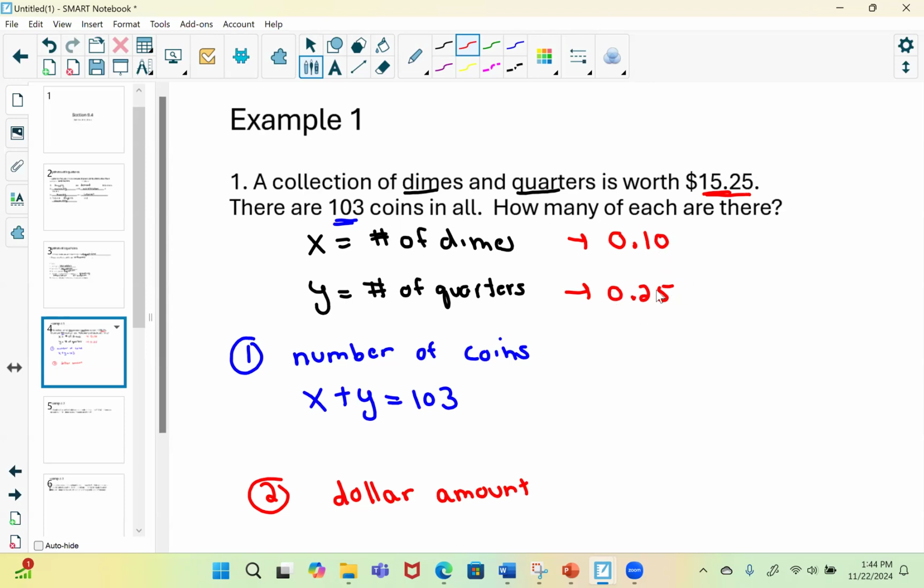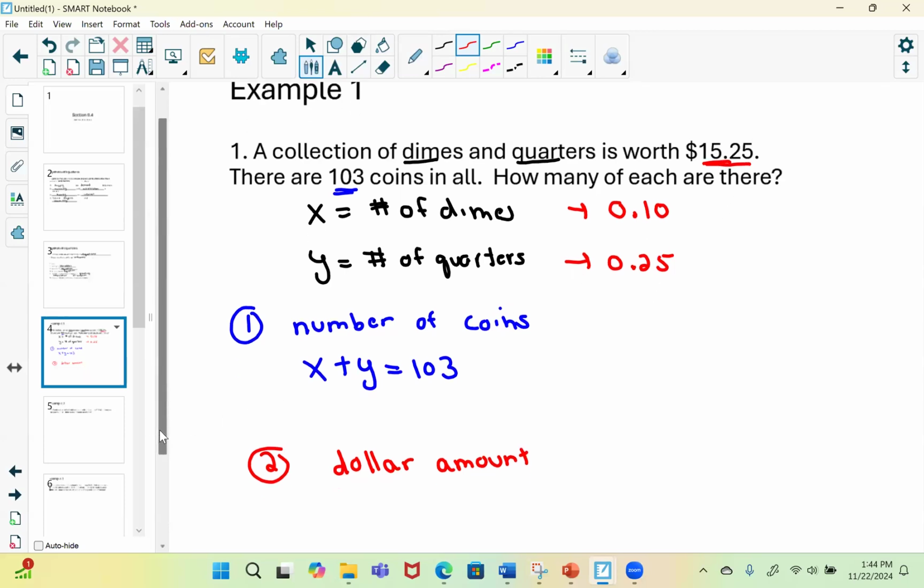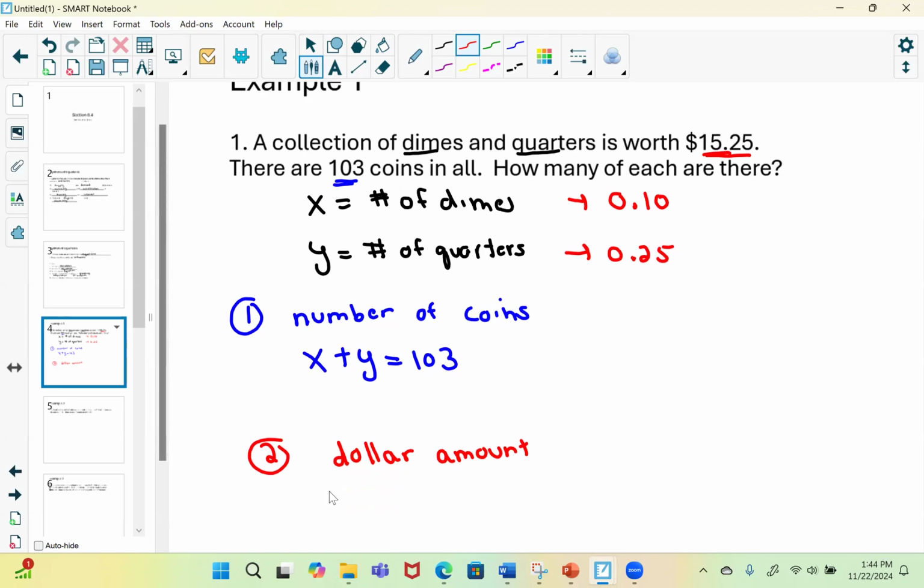And I would take 25 cents and multiply by how many quarters I would get to get how much money I have in quarters. And then to get the total, I would add those two together, which would give me 15.25. So what that will look like is I take the amount dimes are worth, which is 10 cents, and I multiply it by the number of dimes, which is x. And then I take 25 cents and I multiply it by the number of quarters, which is y. And I would add those two together and that would give me my total, which is 15.25.